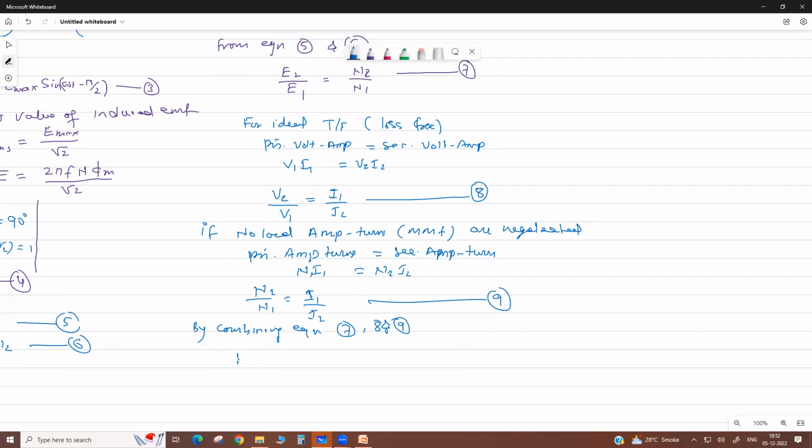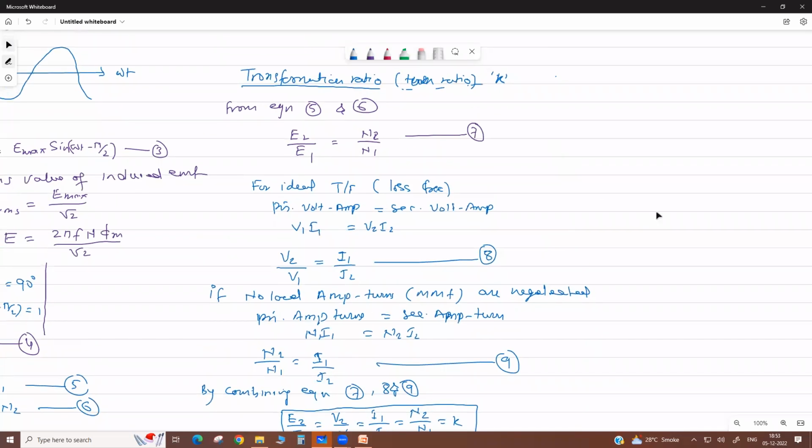Therefore the turn ratio K equals E2 by E1 equals V2 by V1 equals I1 by I2 equals K. And N2 by N1 equals K. So this is your turn ratio of the transformer. Please remember this turn ratio.